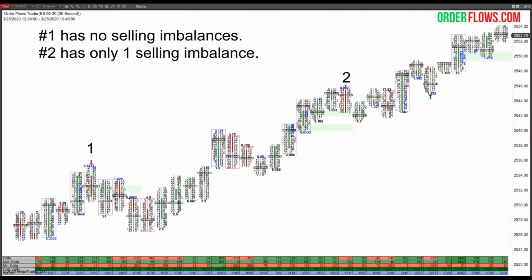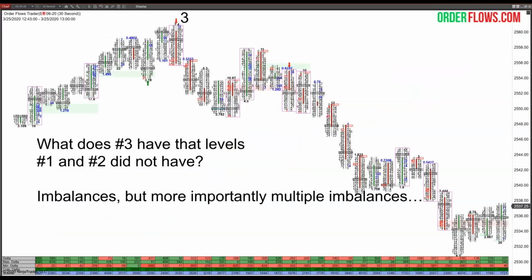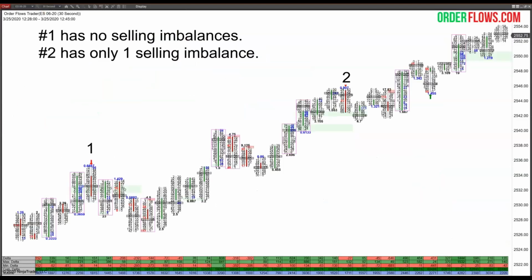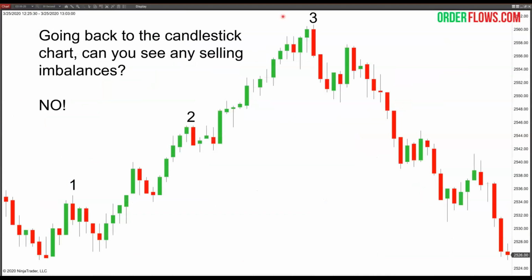So, just going back, number 1 has no selling imbalances. Number 2 has 1 selling imbalance, but it's number 3 that has the 3 selling imbalances right there on the top at your swing high. Okay, so going back to your candlestick chart, can you see the imbalances? No, you can't. You don't see imbalances at all if you're just looking at a normal candlestick chart.